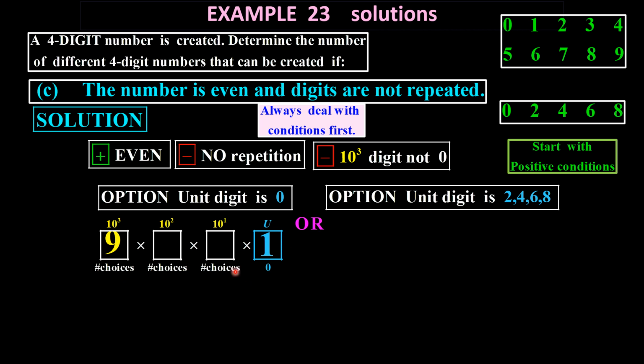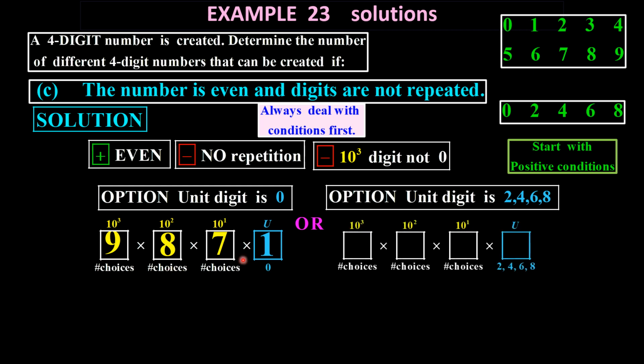How many have I used up thus far? I've used up 2, so I still have 8. Now I have 7. So if I want to have a 4-digit number ending with a 0 with no repetition, I have this many options there. Now let's look at the other case where I could have the unit either being a 2 or a 4 or a 6 or an 8. So I've got 4 options there. I used up one number, but remember I cannot have a 0 here, right? So I have 9 minus 1, so I only have 8 options that I have there.